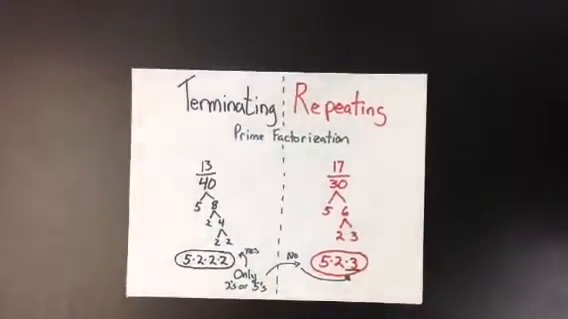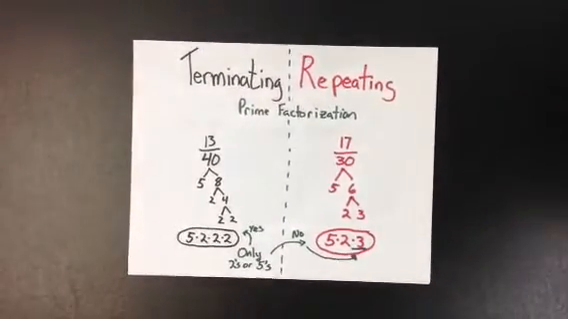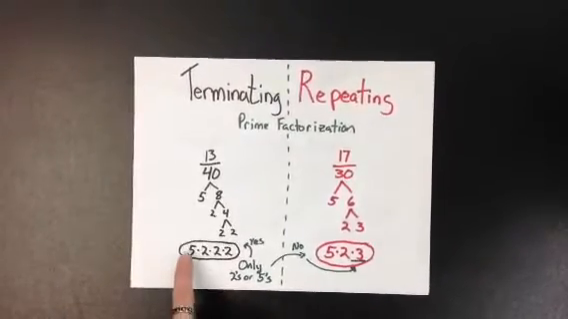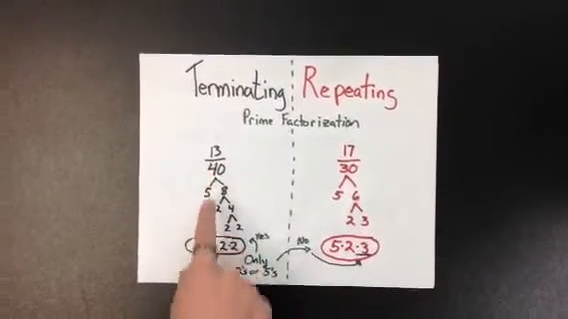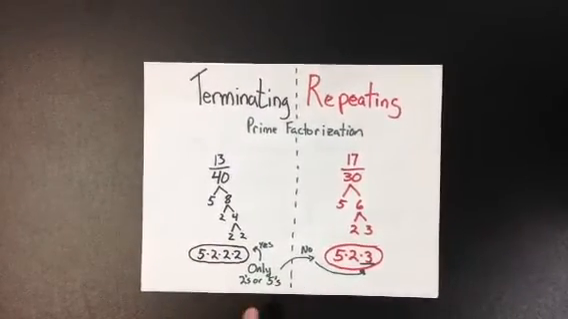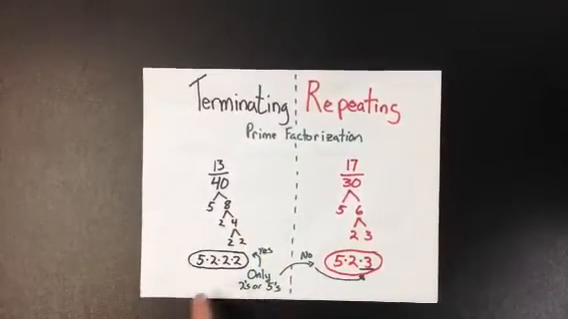Investigation. Alright, terminating and repeating for prime factorization. This is how you figure out whether a denominator is repeating or terminating. If you see here that 40 is 5 and 2, there are only 5's or 2's allowed in a denominator for it to terminate. It can only be 5 or 2's.